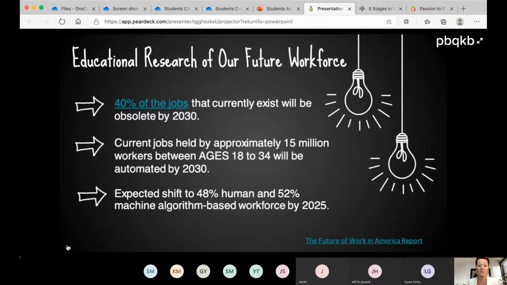These statistics are also coming from the Future of Work in America report, which is done about every 18 to 24 months. It keeps us up to date on where the job placements are and the current research on the market.